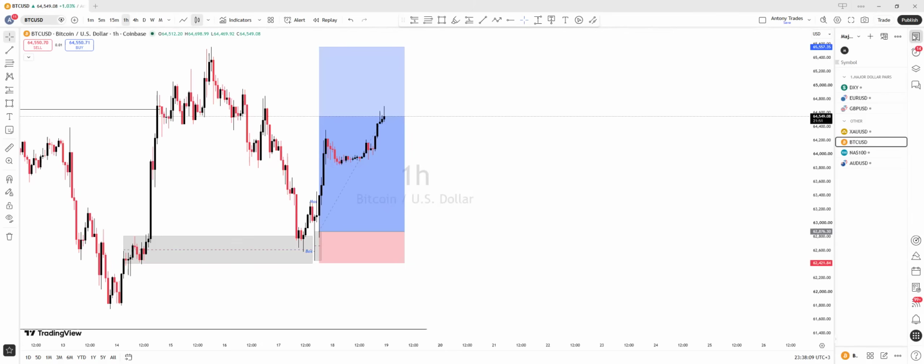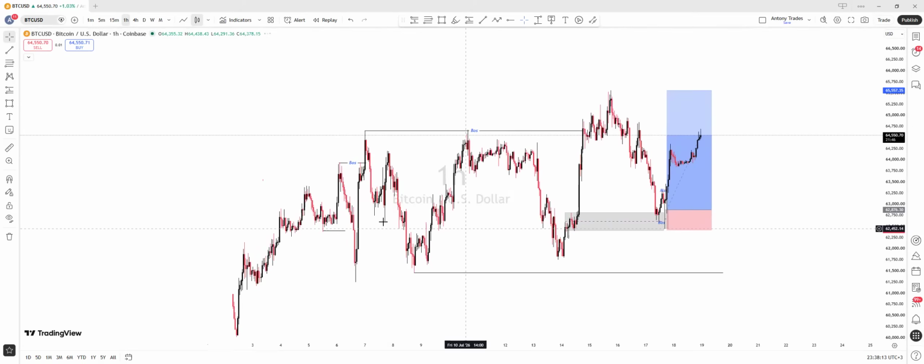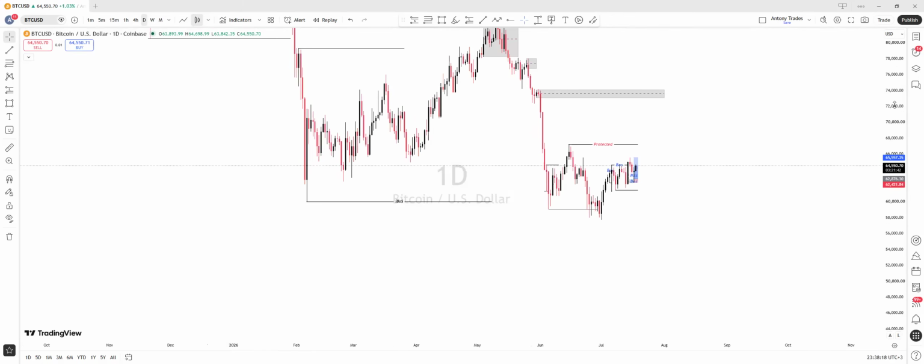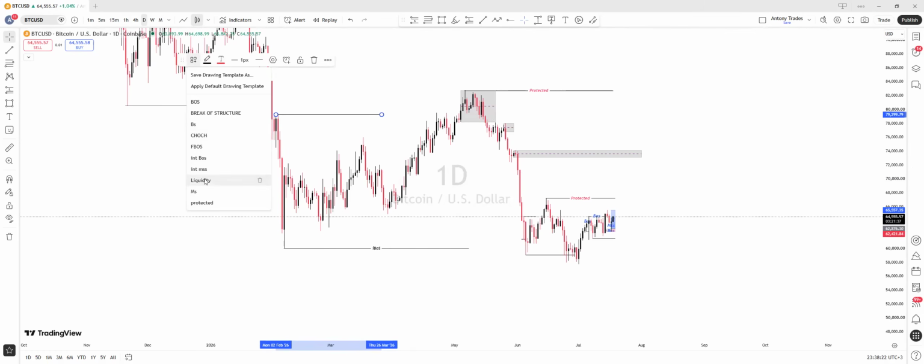So I have a BTC. Although currently we have this running trade on BTC, I can just take you through what is happening. So from the daily time frame, what are we seeing? You can see that this is our last break of structure to the downside.